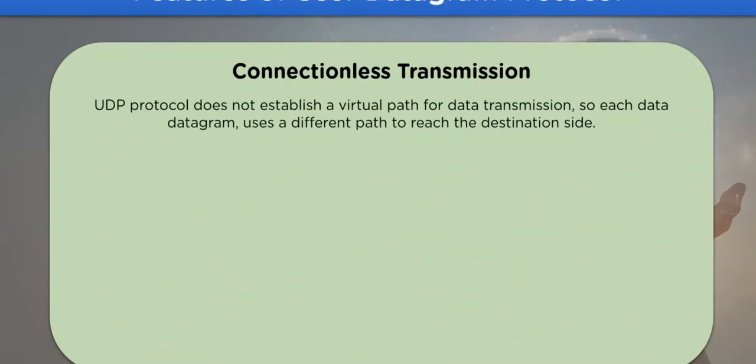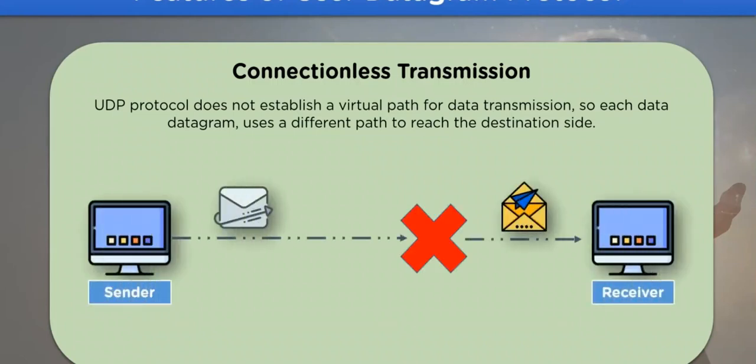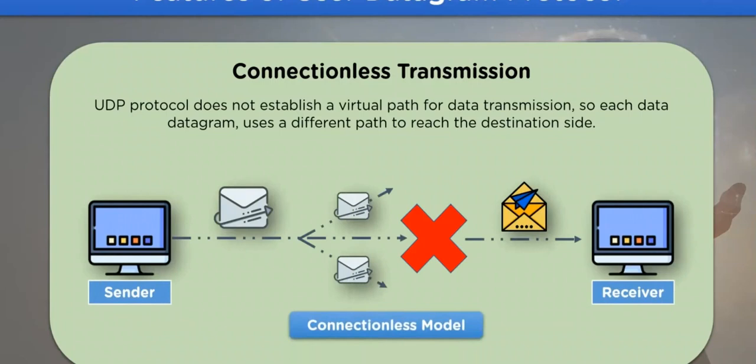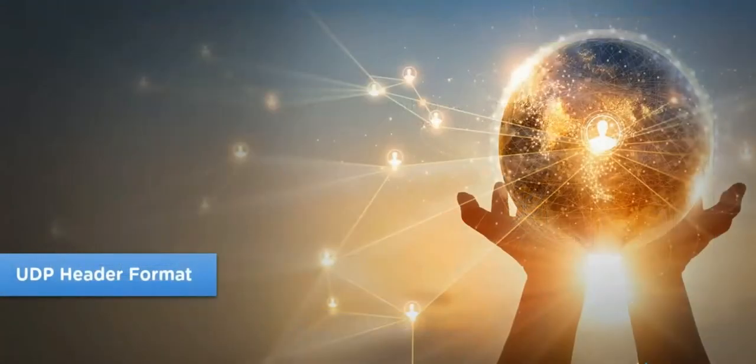Now let's move on to the second feature of user datagram protocol. The second feature represents the mode of delivery or connection that the UDP establishes for data transmission. The UDP protocol, as we know already, establishes a connectionless path. That means there is no actual virtual path for the data to be transmitted, so that each data from the UDP format uses a random path available in the network channel and reaches its destination. Now let's move on to the next heading, that is UDP header format.